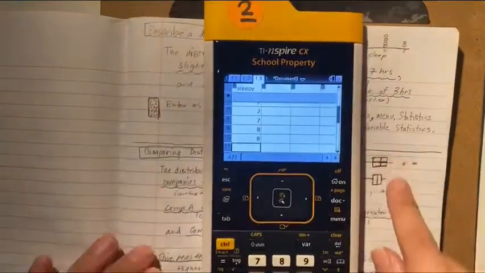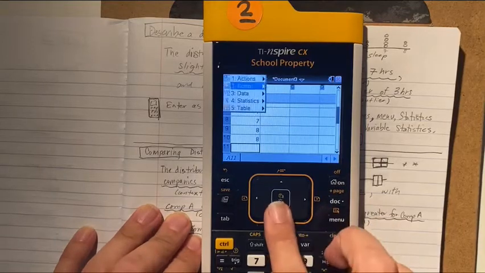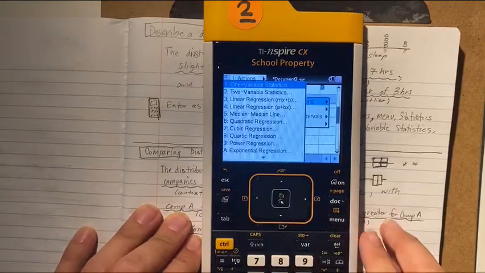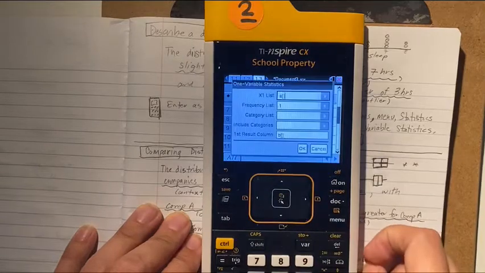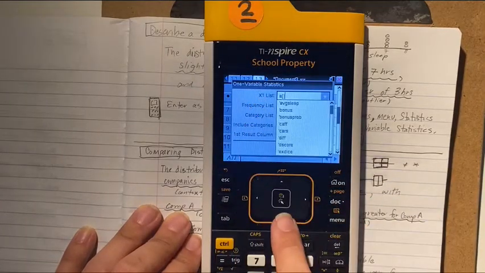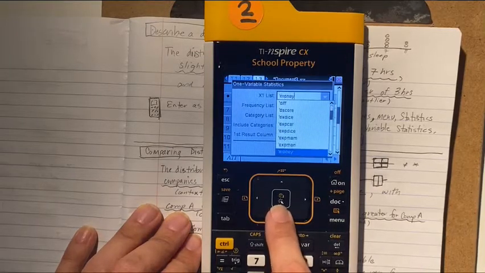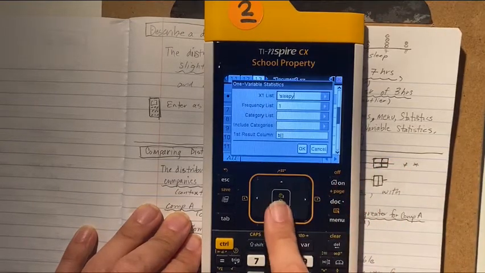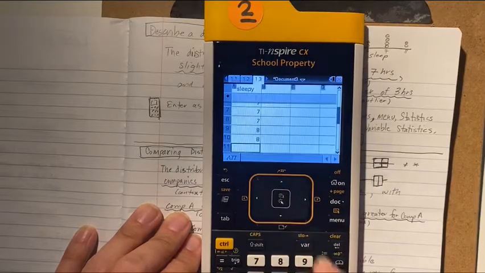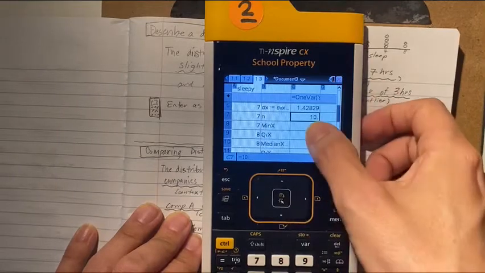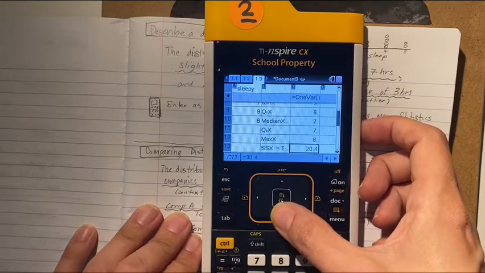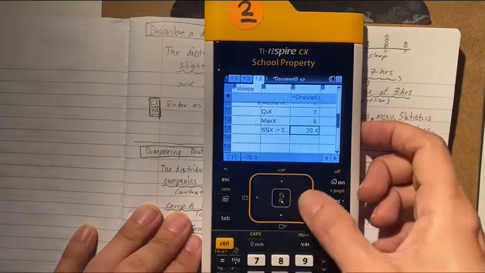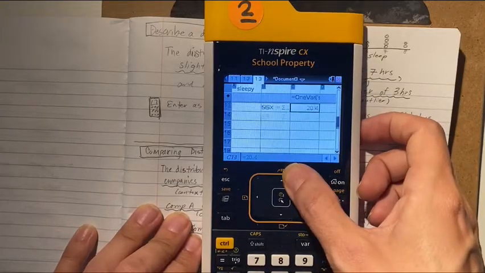Okay, so these were the directions I wrote. I said hit menu, stats, stat calculations. There's my choice, one variable stats. I just have one list of data, so okay. And there's that X1 list. So I have to tell the calculator that I've named this Sleepy. I'm just going to scroll down because it is alphabetical. So Sleepy. I called my data Sleepy, and now I'm going to hit OK. Notice the calculator will give me the number of data points, the minimum, quarter 1, median, quarter 3, maximum, and it will also give me the mean and the standard deviation. So it's pretty handy.